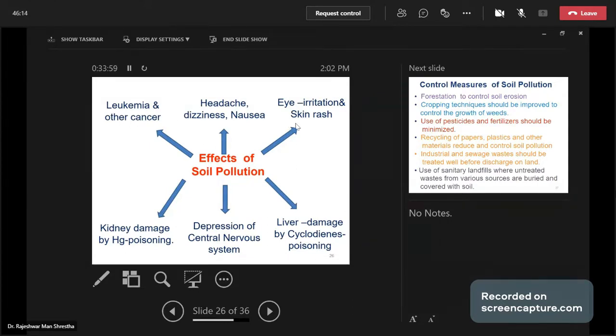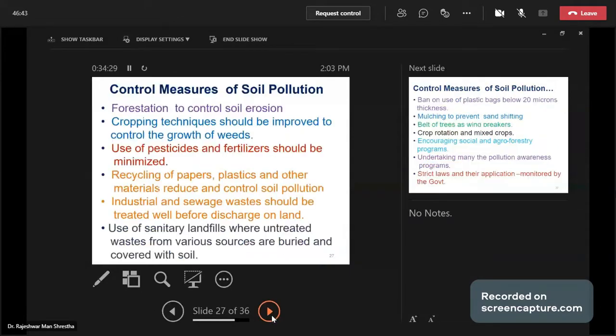Eyes and skin rash, from direct contact with the soil, and if we eat products grown in such soil, this happens. Kidney damage: if soil is polluted with mercury, and we take the product grown in soil contaminated with mercury, then the kidney is damaged by mercury poisoning, along with depression of the central nervous system. Liver damage by cyclodine poisoning: cyclodine is a chemical that causes liver damage.